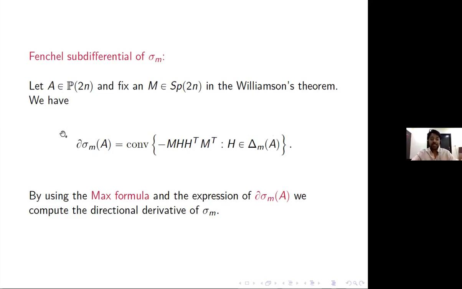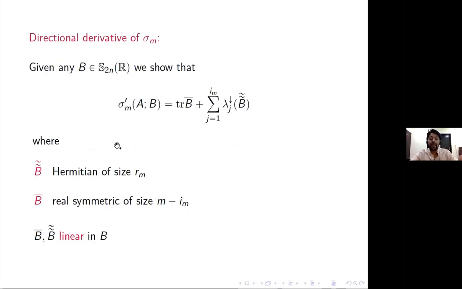With this expression of the Fenchel subdifferential, and since we know that the Fenchel subdifferential can be used to compute the directional derivative of sigma m, we can go ahead and do that. Using the max formula and this expression, we compute the directional derivative of the map sigma m. And it turns out to be the following expression.